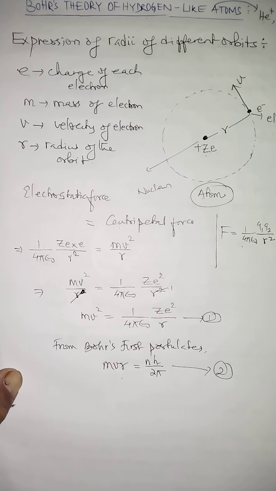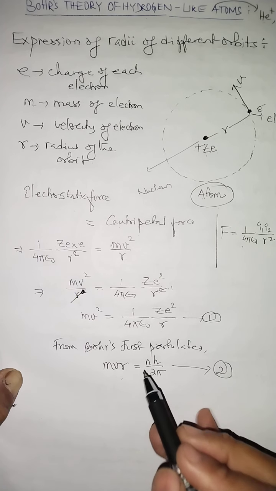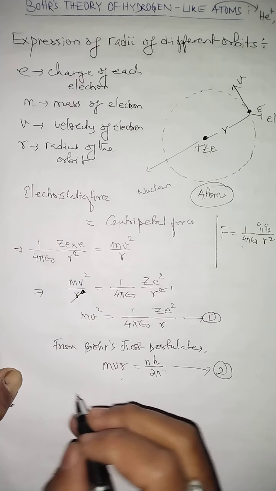Now in order to measure the radius, what I do is square equation 2 on both sides.